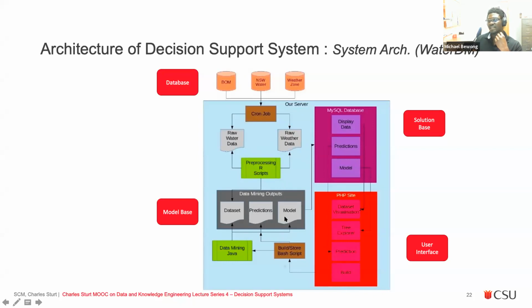Now note that the user is interacting with all of this through the user interface, which is nothing but a PHP website. Okay. And then obviously we have a database that stores the previous predictions and so on and so forth. And we may say this is the solution base. So here, at least we see how the various components of an archetypical decision support system is reflected in this case study of WaterDM.